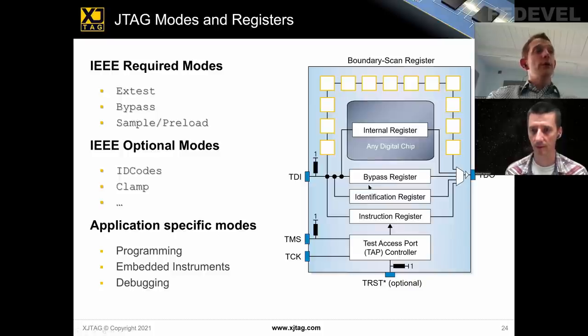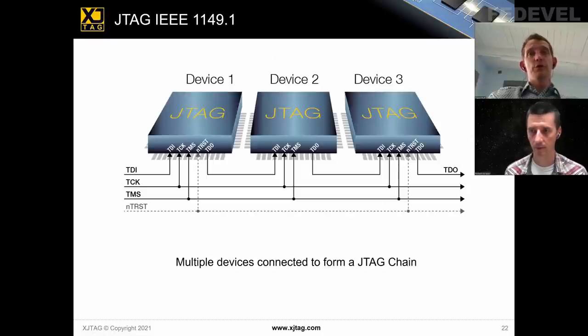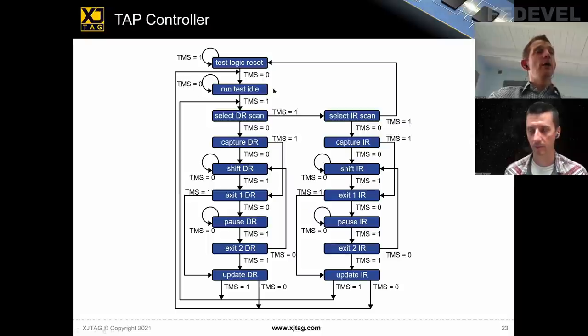All of the registers are selected through a different instruction, through a different register. So if we go back a step, the four JTAG signals that we've got on a JTAG device go into the TAP controller, and the TAP controller is a state machine. The state machine has two routes through: one is the DR path, the data register path, and one is the IR path, the instruction register path.